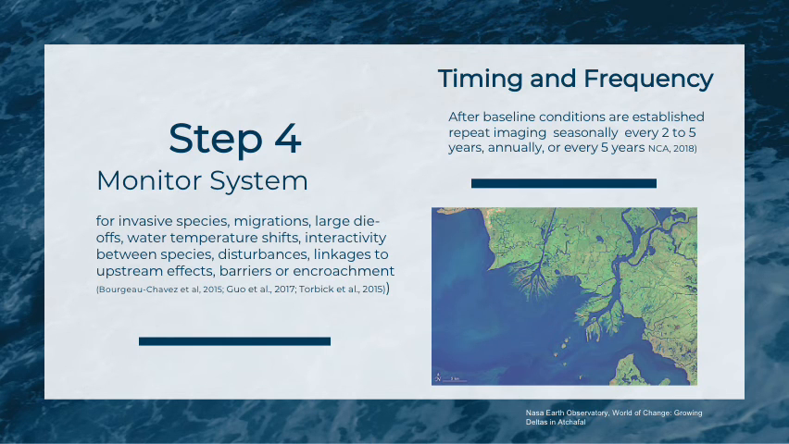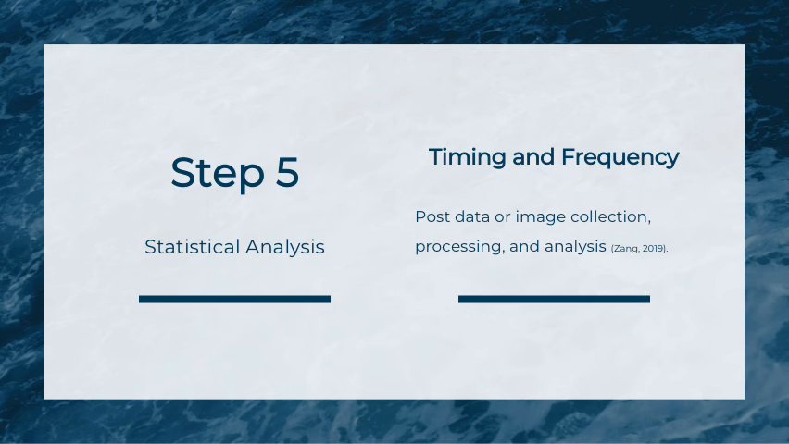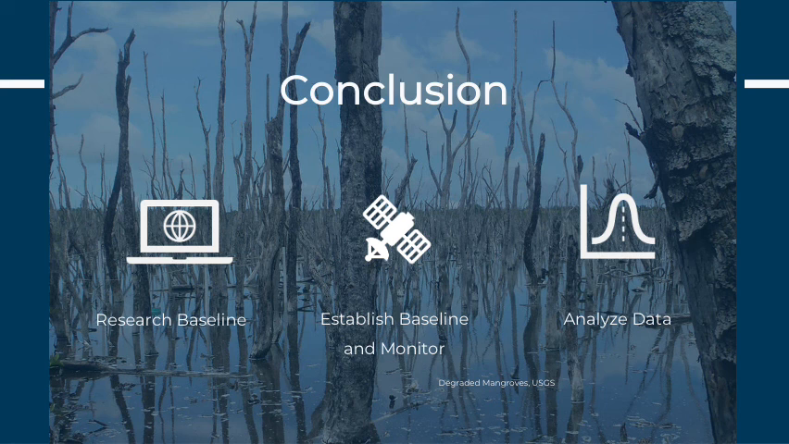The next step is to actually begin monitoring the system. Could be monitoring for invasive species or species migrations, for example, and the timing and frequency is really contingent upon the monitoring variable. The last step in the monitoring protocol is the statistical analysis, and this is to see if there's a correlation or a relationship between the coastal wetland and any kinds of controls like sea level rise or invasive species. To review the landscape scale, we research the coastal wetland baseline variable conditions, we establish what those are, we monitor for a particular variable, and we assess and analyze the data for a statistical relationship.